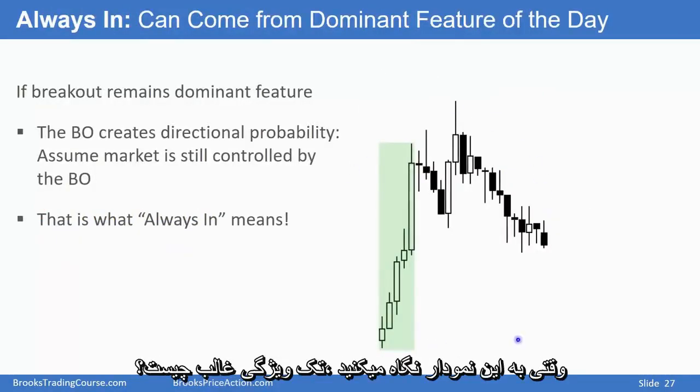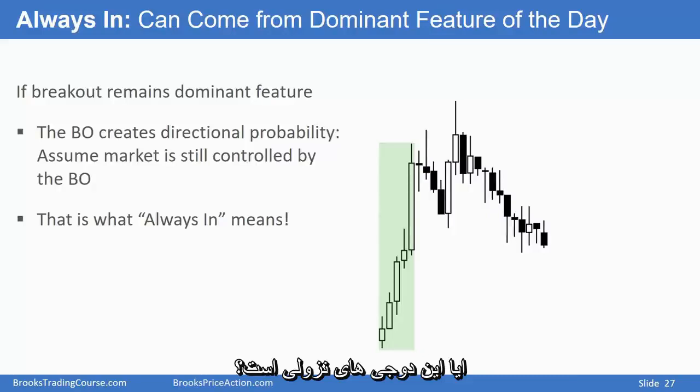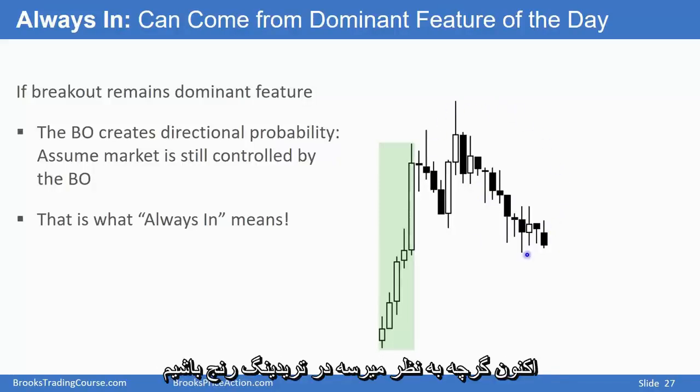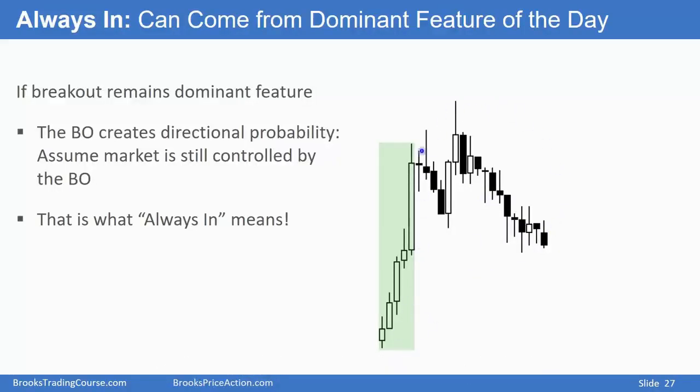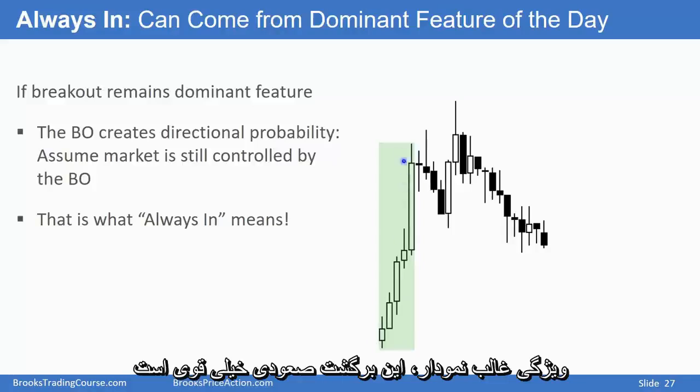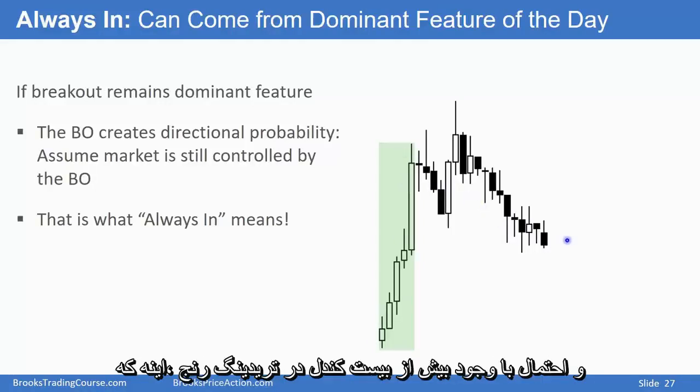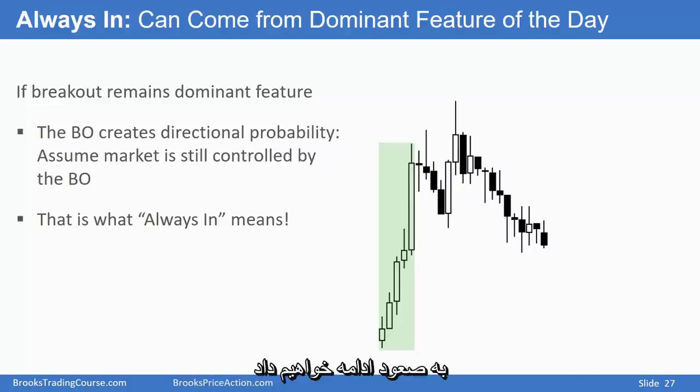When you look at this chart, what's the single dominant feature? Is it this bear doji? Is it this bear doji? Of course not. It's this big bull breakout. Right now, even though we appear to be in a trading range, the dominant feature of the chart is this very strong reversal up. And the odds are, even though we're 20 bars into a trading range, the odds are we're going to resume up.